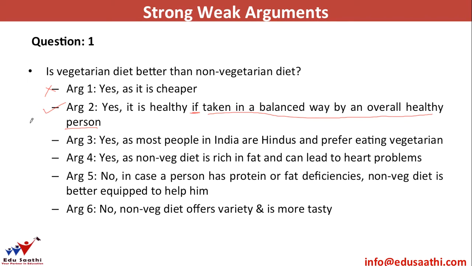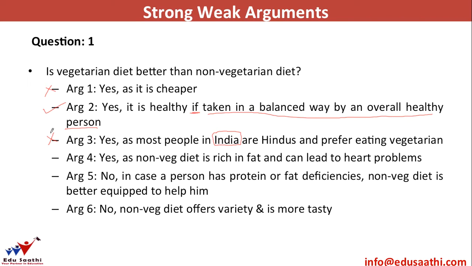The next argument says yes, as most people in India are Hindus and prefer eating vegetarian, thus the vegetarian diet is better. Now, in the question, we're not talking about India. We're not at all talking about Hindus in India. And here, we start talking about India in this argument. Since we violate the scale, that here we're talking about all the vegetarians in general, and here we're confining ourselves to Hindus in India, it violates the scale, and we reject this argument, saying that it is weak.